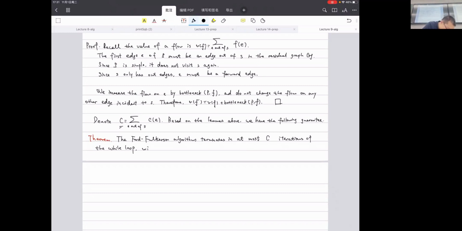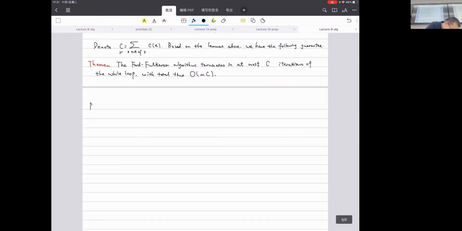And we say that with total time O of MC, total time complexity to be O of MC here. So this is basically the time complexity of the Ford-Fulkerson algorithm. So keep in mind that we have not analyzed the correctness of the Ford-Fulkerson algorithm. We have not proved that we actually output a max flow. But at least, based on the discussions above, we can clearly see that the Ford-Fulkerson algorithm is going to terminate, and it is going to terminate in time O of MC here. So this is basically the argument that we are going to make. After making this argument, let's then come to the correctness of the Ford-Fulkerson algorithm.